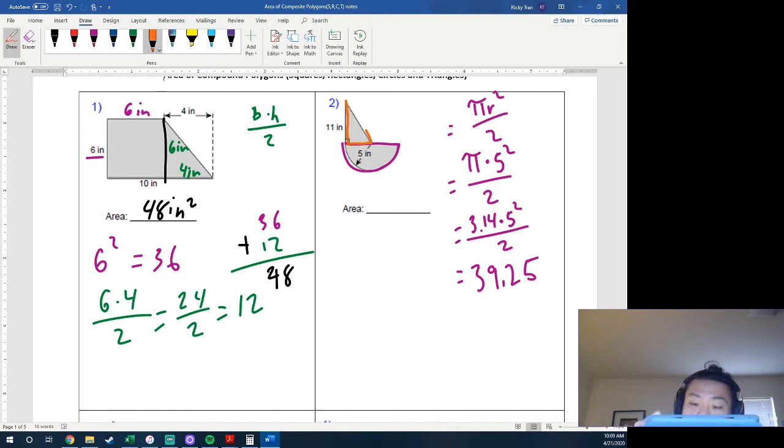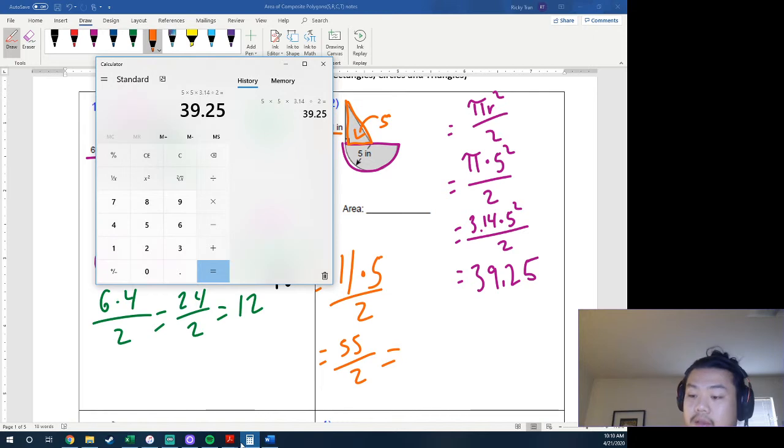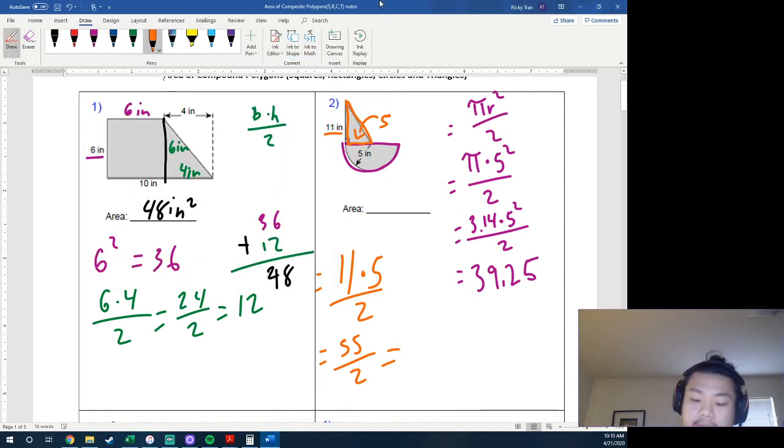Now we're going to find the area of the triangle. We need base times height divided by 2. The height there is 11, and the base is going to be, actually, it's just 5, because the radius of the semicircle is 5, therefore this here is 5. So it's just 11 times 5 divided by 2, or 55 divided by 2, or 27.5.